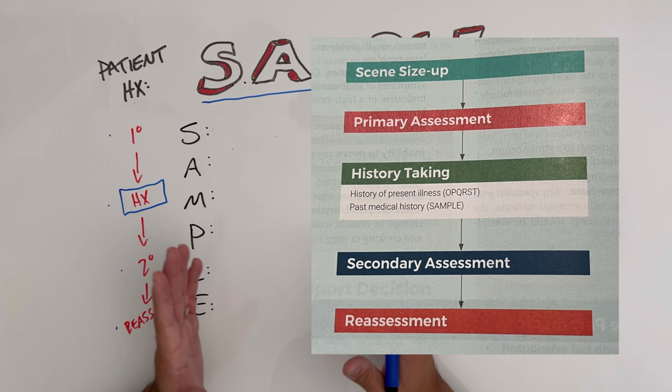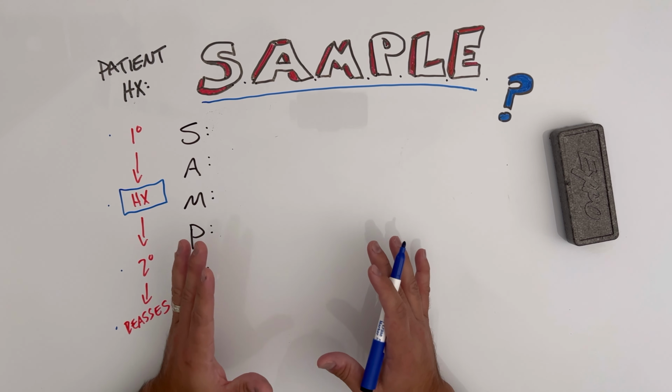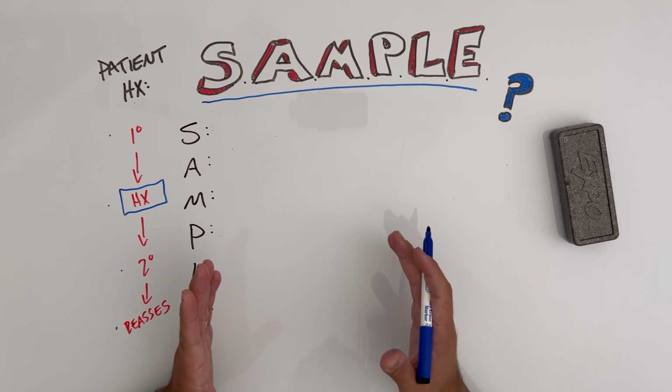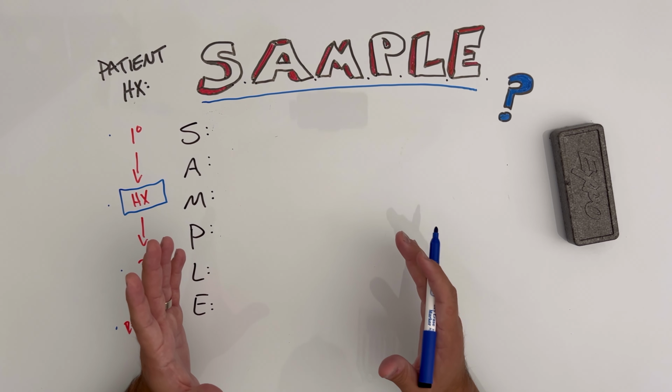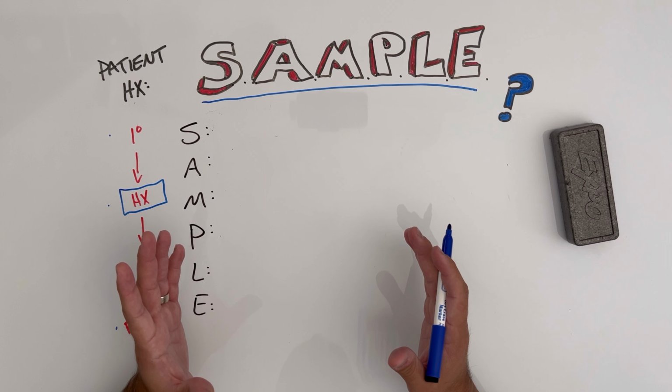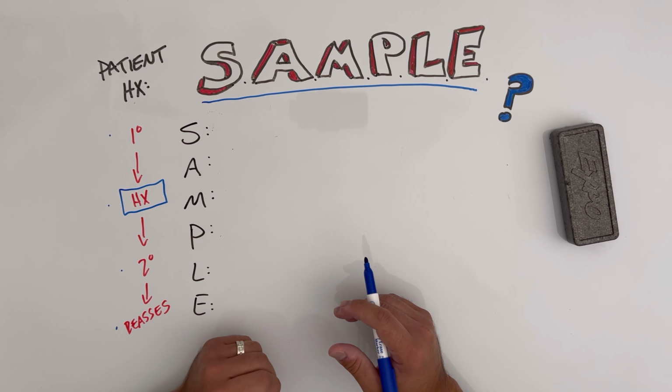Whereas OPQRST more focuses in on pain or distress or discomfort of a patient and trying to get the severity and quality, SAMPLE is going to give you a better understanding of the overall history and allergies and everything else of the patient's current medical condition leading up to this point. Going to help you put those pieces together.